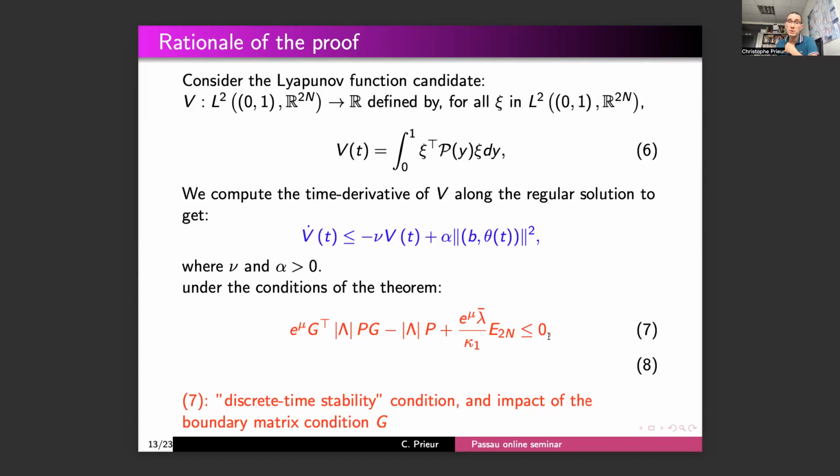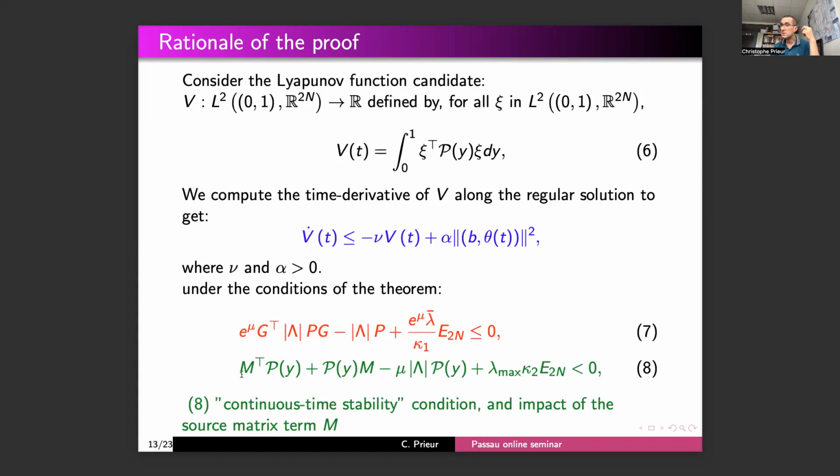This is nothing more than a generalization of what you know for discrete time systems, to analyze the impact of the boundary condition matrix J. So this is my first condition. And the second one is just this inequality, and it is a continuous time stability condition. Why? Because it looks like a Lyapunov stability condition for continuous time dynamics. So imagine that you have your transport equation with the source term given by M.